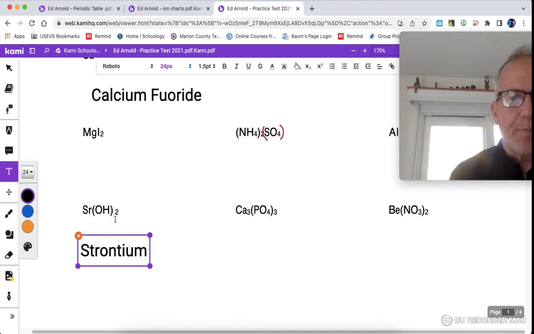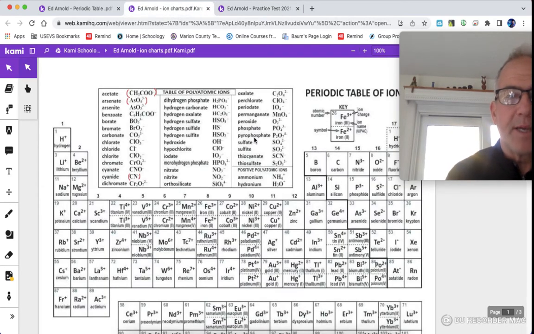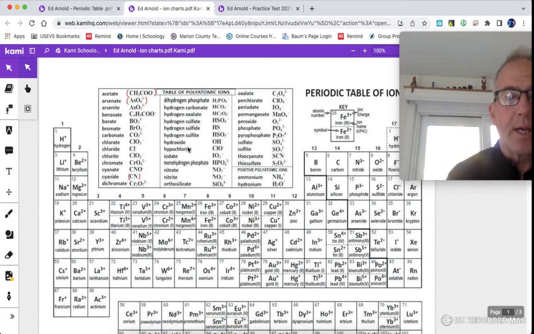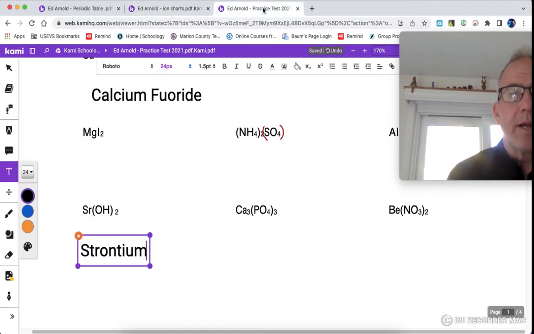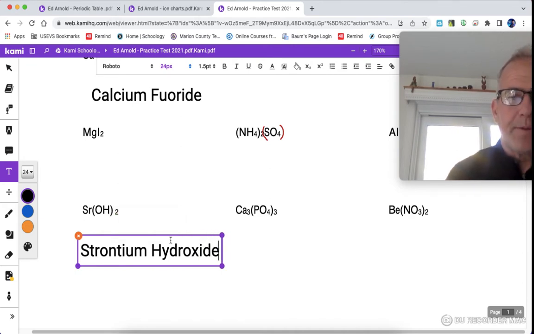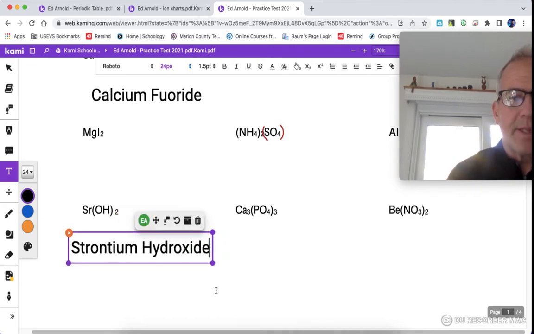And then what do we have? We have OH. So that is in parentheses, right? So that's a polyatomic ion. And we look in there, and what do we see? We have OH right here, hydroxide. Okay, so we write down hydroxide. Strontium hydroxide. All right. And that is all there is to that.